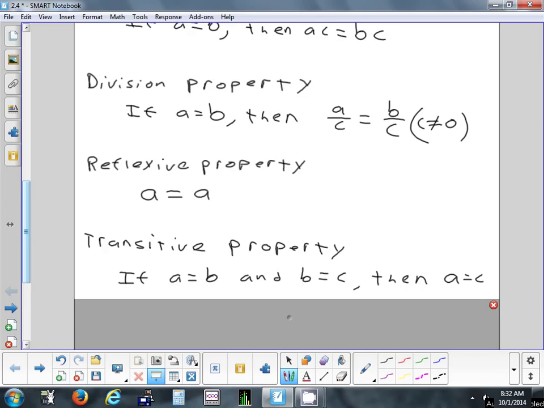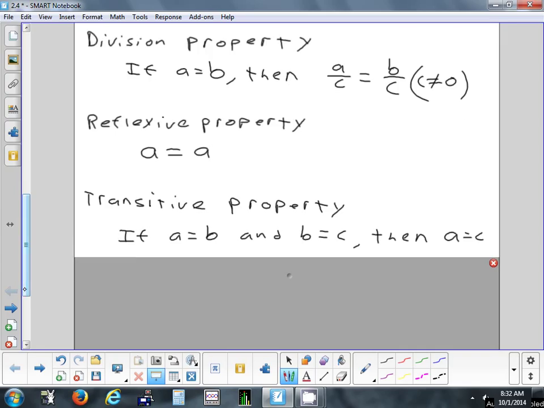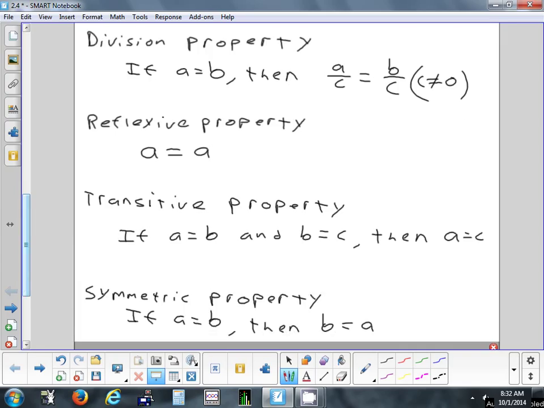Okay, transitive property. Hopefully you've seen this one before too. If A equals B and B equals C, then A equals C. It's kind of like the law of syllogism a little bit. Another one you've probably seen is the symmetric property. If A is the same as B, then B is the same as A. So when you're solving an equation, some people get the answer like this, 2 equals x. They don't like to leave it that way, so they switch it to x equals 2. That's fine. That's the symmetric property.